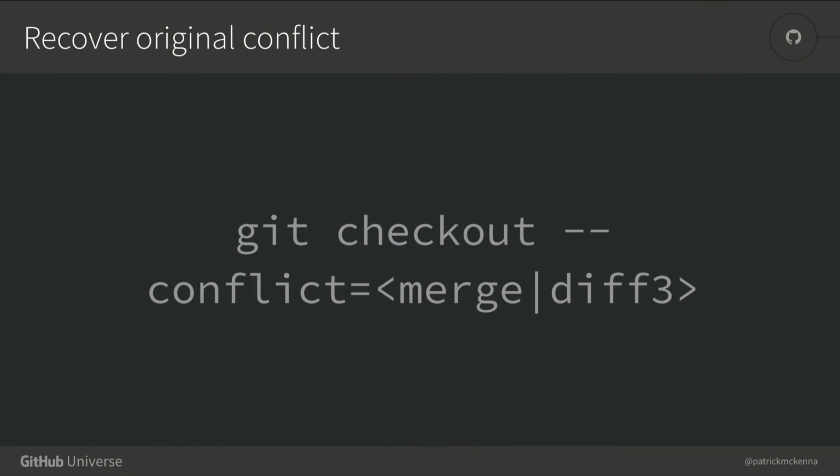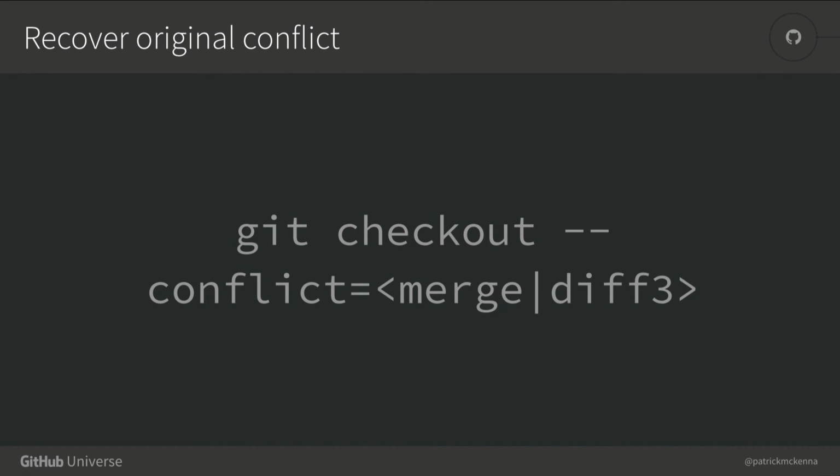So oftentimes, people are reviewing pull requests or trying to merge things on the command line, and you get into a really sticky situation. Say you're halfway through fixing a merge conflict, but you don't like where you've gotten, and you just need to get back to the original conflicted state. In that case, you can do something like this. This is a basic Git operation. Git checkout --conflict, followed by merge or diff3.